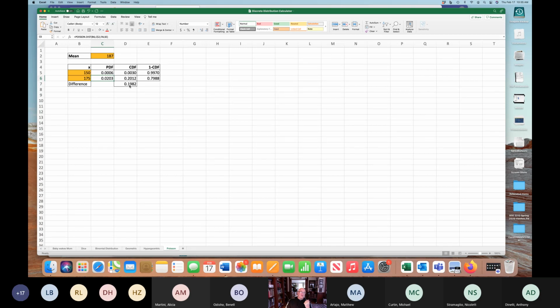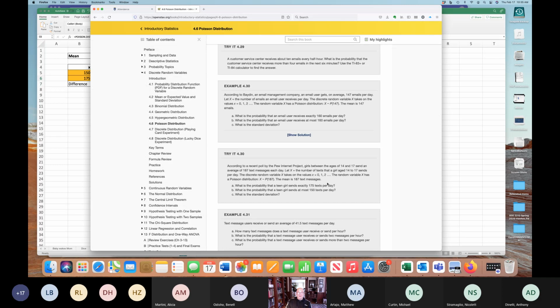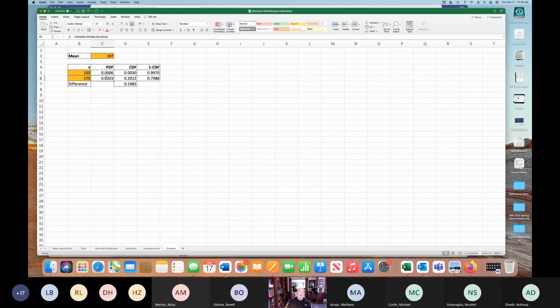In between 150, well, it's not in between 150 and 175. It would be in between 149 and 175, which would be 19.82%. What are the exact questions? So what's the probability? Exactly, at most, is the same as 150 or less. So the answer to part A is this. The answer to part B is this.